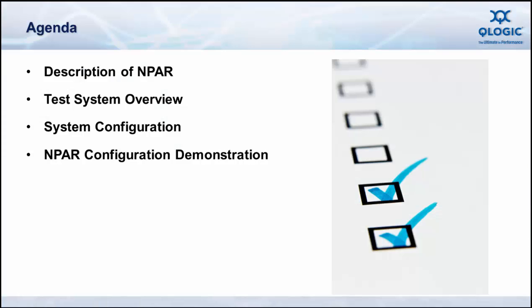So let's get started. Here's an agenda of what we're going to go through today. First, I'm going to do a brief description to review what NPAR technology is and the functionality it provides. Then we'll take a quick look at the test system that we're going to be using. Then we're going to talk about some of the system configurations I've done prior to the demonstration itself, and then we'll get right into the network partitioning configuration demo.